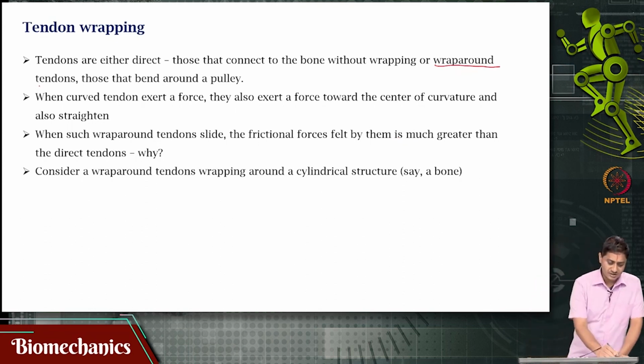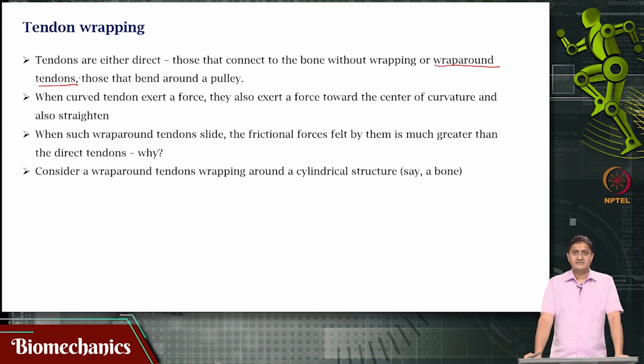Those that do not do that are called direct tendons. When curved tendons exert a force, they also produce a force towards the center of curvature. So, they are curved, and when they produce a force, they tend to straighten a little bit, because they also produce a force towards the center.